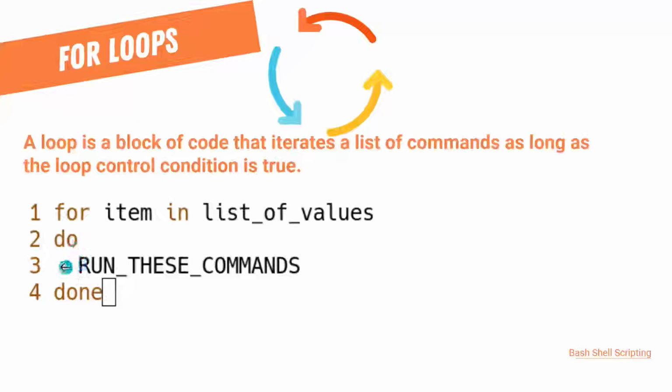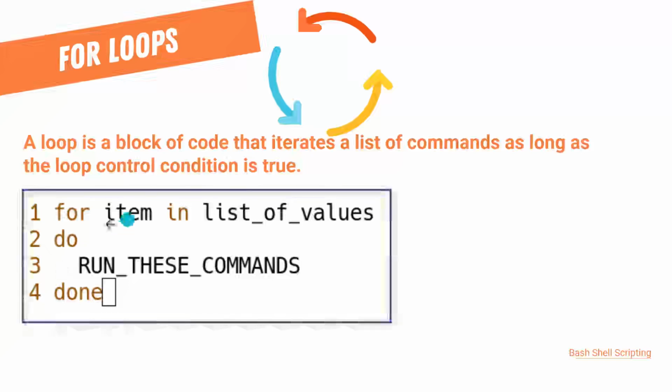A loop is a block of code that iterates a list of commands as long as the loop control condition is true. So, we'll use for to execute a block of code repeatedly. In programming, a for loop represents one way of executing repetitive tasks and is a fundamental concept in any programming language. The standard Bash for loop is similar to the Python one, but differs from the one used in C++ or Java. The Bash for loop takes this form.